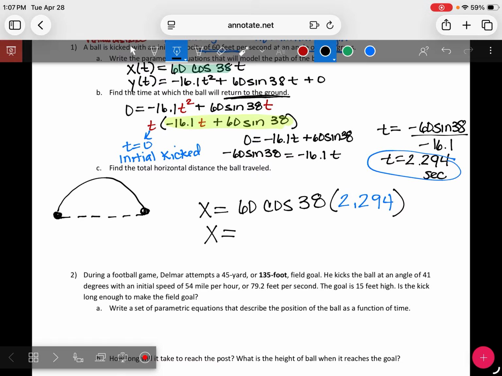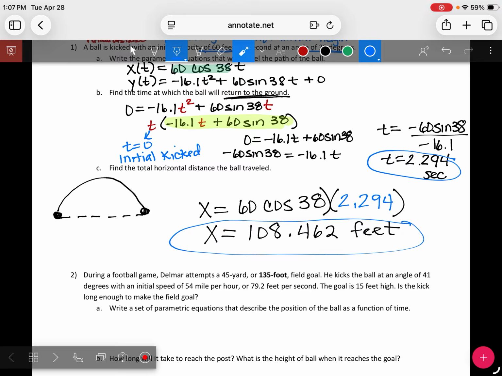What did you say? Yeah, so what I would do is close the parentheses after the 38 and then start a new parentheses. So you should get 1082.462 feet. That is the horizontal distance.